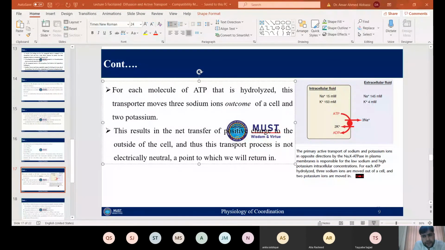When we talk about the plasma membrane, the direction of the active calcium transport will be from cytosol to the extracellular fluid. The calcium is highly concentrated on the outer side, and it has low concentration on the inner side. And when there is active transport of calcium, it means the calcium will be transported from the inner side of the cell towards the extracellular fluid. This is what we are talking about, the plasma membrane.